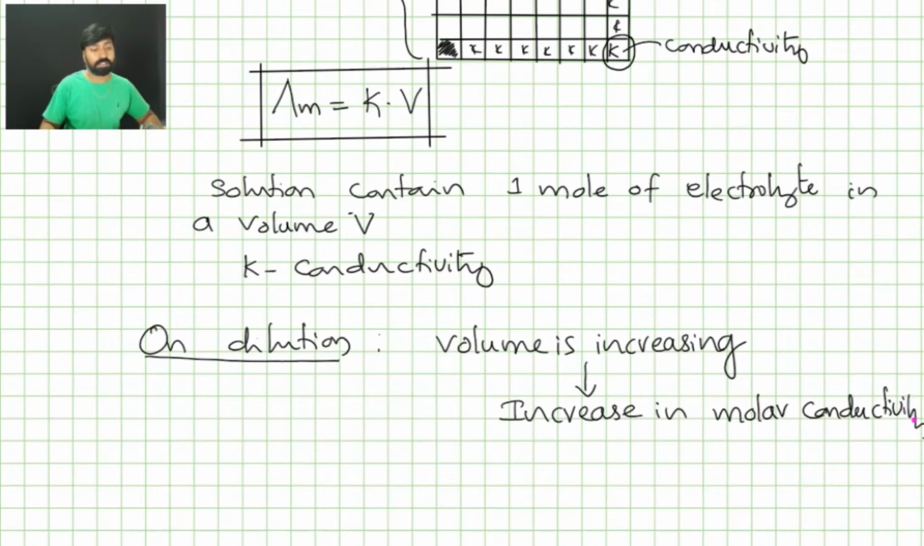Okay, hope you got at this point. The molar conductivity is increased because the volume is increasing here. Now we can observe here two types of effects. One effect is on the weak electrolytes, the other effect on the strong electrolytes. We'll observe the difference in the effects.